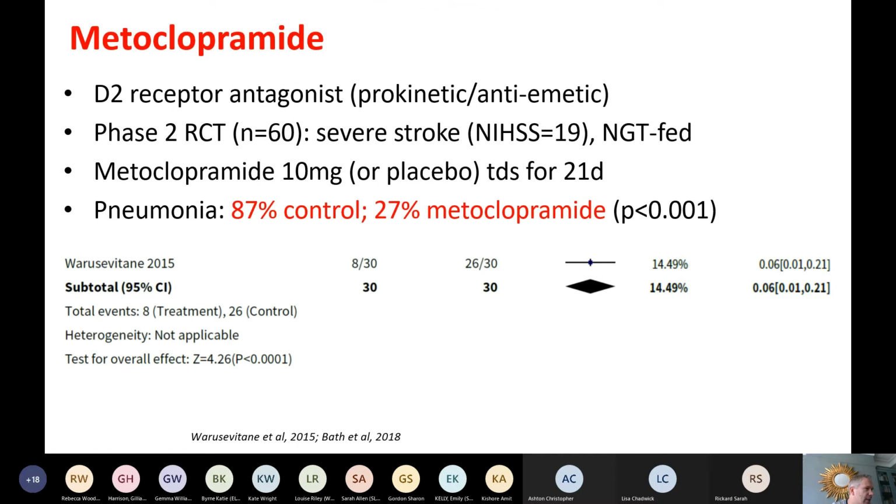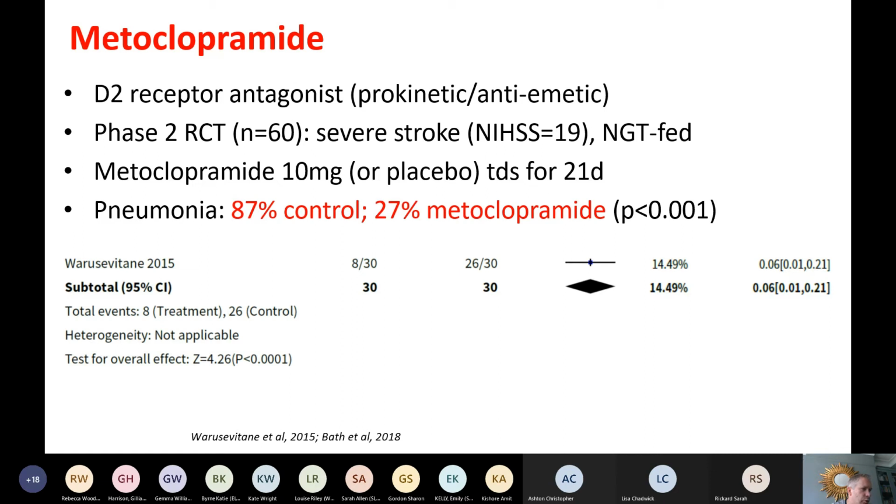So metoclopramide, or Maxalon, is a drug that we use commonly in the hospital for treatment of people who are vomiting, and it works on D2 or dopamine receptors by blocking them. In doing that it has what's called a prokinetic and antiemetic effect, so it stops people being sick and it propels food through the upper GI tract more quickly, which means it doesn't hang around in the upper GI tract to be regurgitated or aspirated.